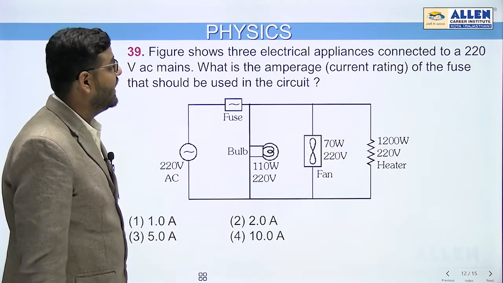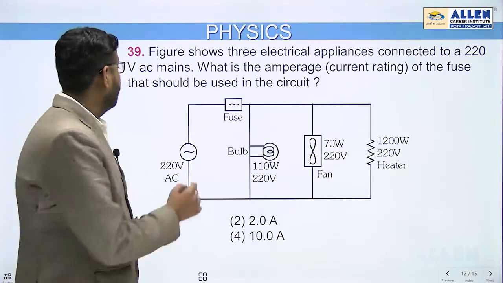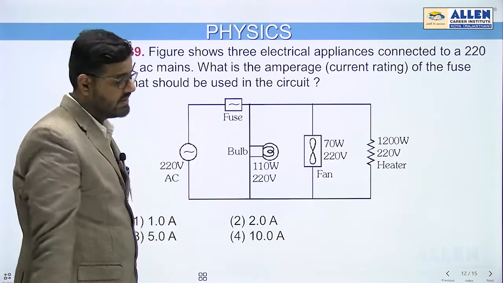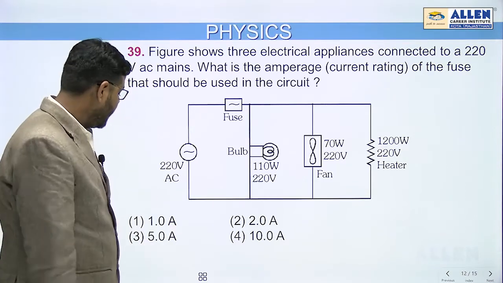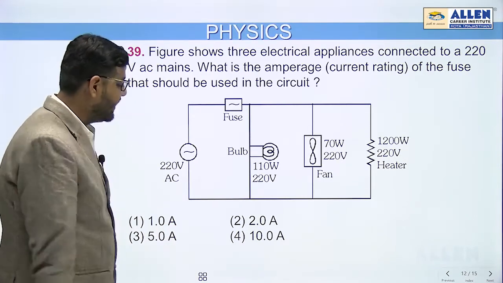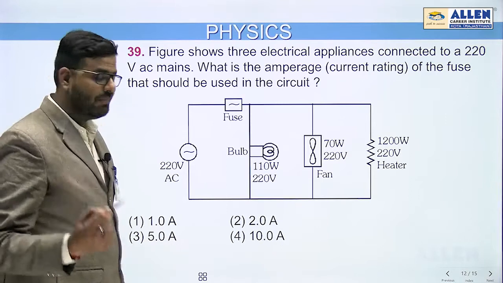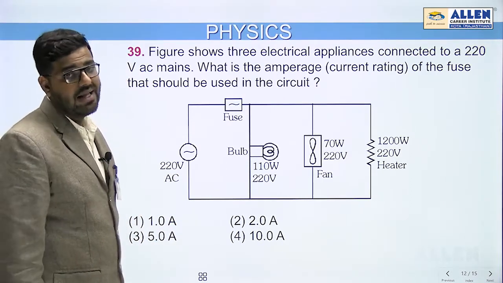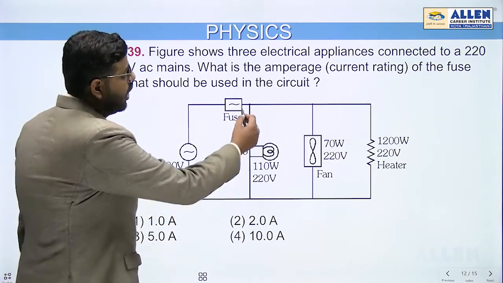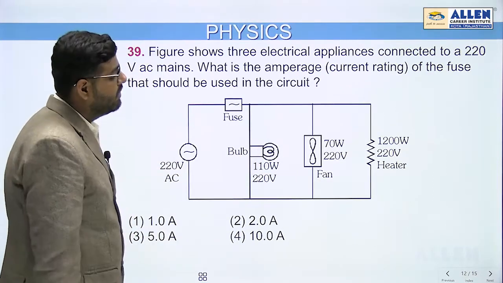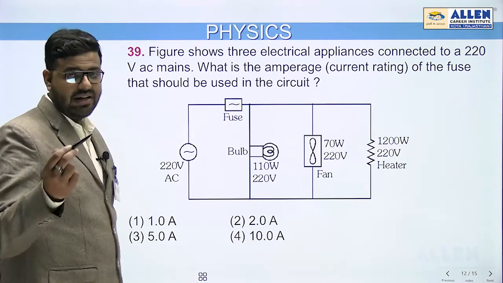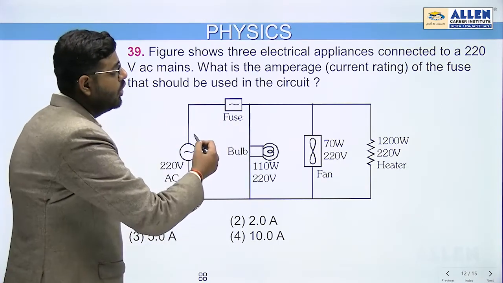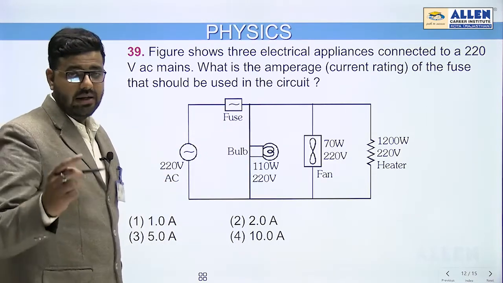Now we have to find the current rating of the fuse that should be used in this circuit. So here we have four options. Option 1, 1 ampere, option 2, 2 ampere, option 3, 5 ampere, and option 4, 10 ampere. So here all these three devices, that is bulb, fan and heater, are connected in parallel. As you can see in this circuit, all these three devices are connected in parallel.